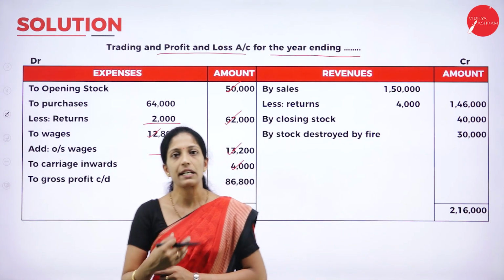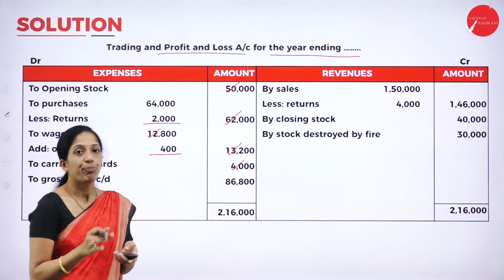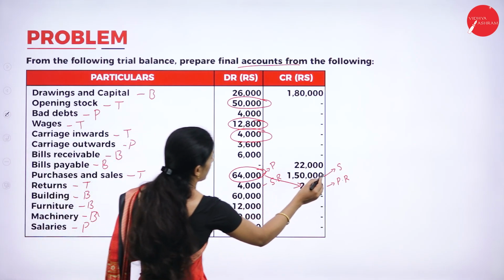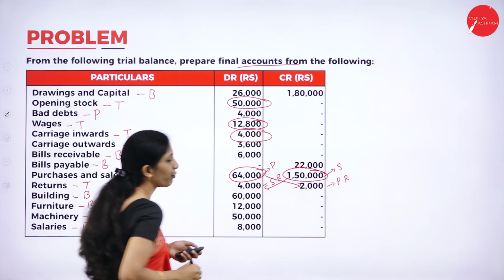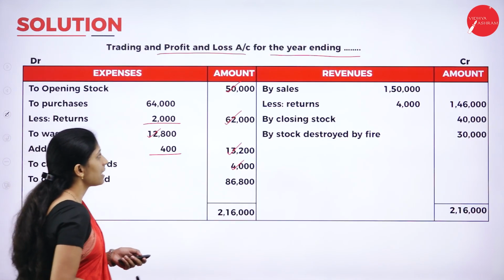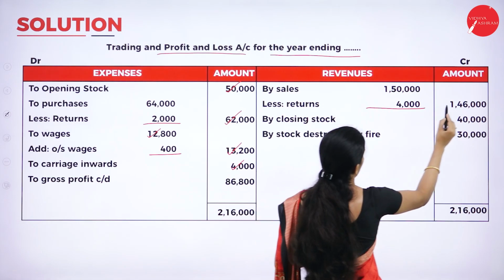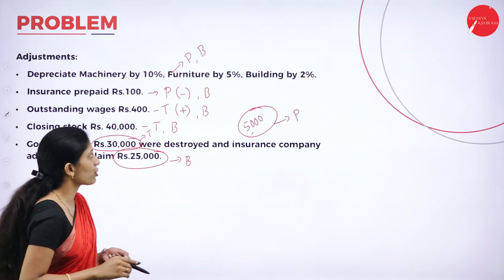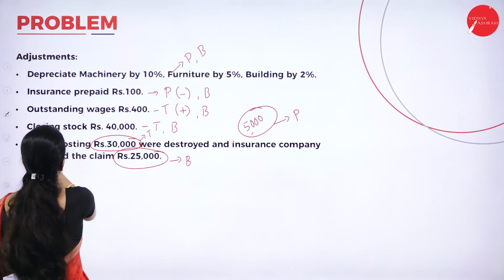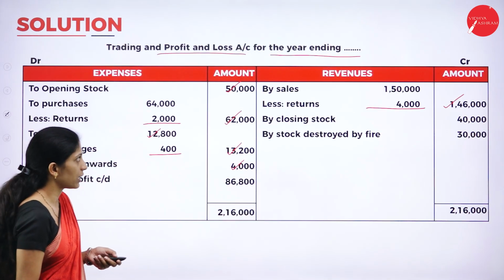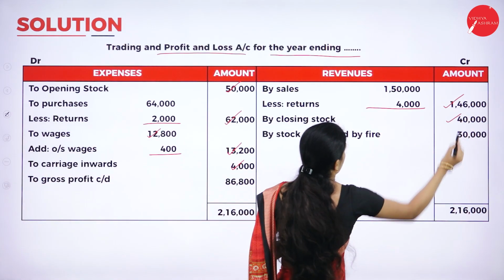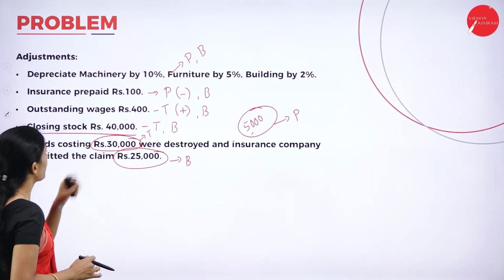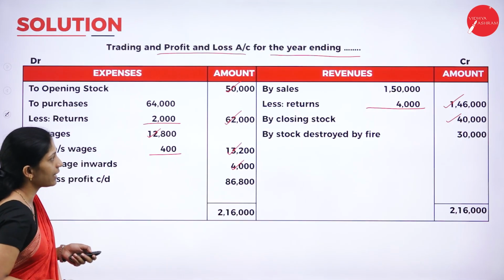Now, come to the credit side. What do we record on the credit side? By sales less returns. Sales is 1,50,000 minus returns of 4,000, so in the outer column, 1,46,000. Next, we will record the closing stock. What is the closing stock? It is given in the adjustments: 40,000. So record that closing stock 40,000, and I have already told you about the goods destroyed by fire, which is 30,000. So record that 30,000.